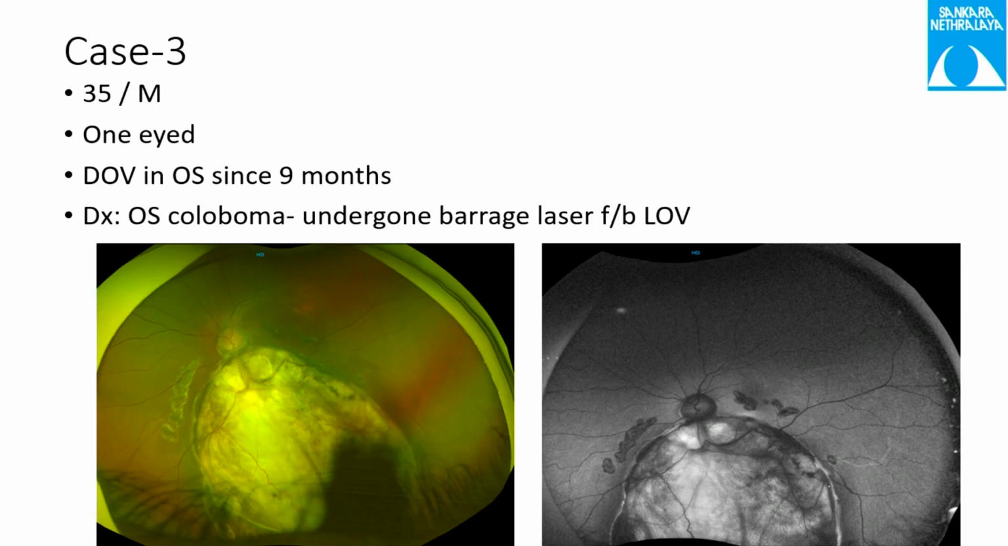Moving on to our case 3. This is a 35-year-old male patient. He's one-eyed. The other eye has had diminution of vision since childbirth. He came to us with diminution of vision in the left eye since 9 months only. Of course, his vision was 6/9 in that eye, but he was diagnosed with left eye coloboma abutting the fovea. He was taken up for a barrage laser elsewhere, following which the patient developed loss of vision.